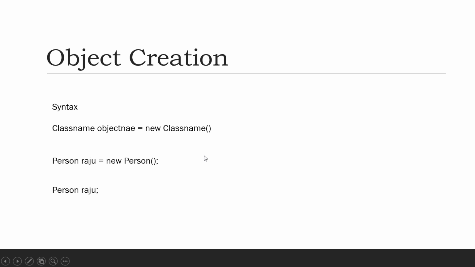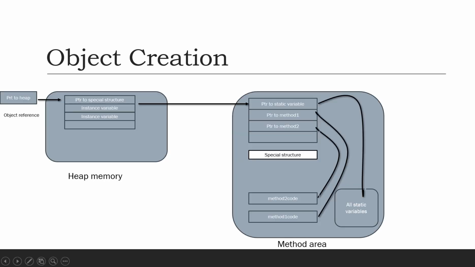Let us deep dive and understand with the help of a diagram how the JVM performs when we are doing the object creation. This is the JVM's internal structure. We know that the class code along with the method code is stored in the method area of the JVM. When an object is created, the memory is allocated on the heap memory.